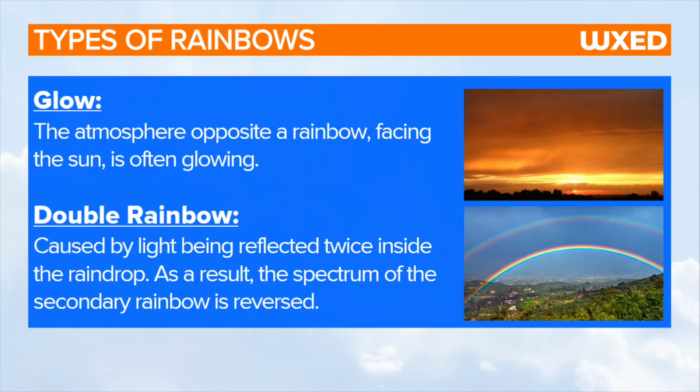This is caused by light being reflected twice inside of a raindrop, and as a result, the spectrum of the secondary rainbow is reversed. So instead of it being red, orange, yellow on top, it's actually red, orange, yellow on the bottom in the secondary rainbow.